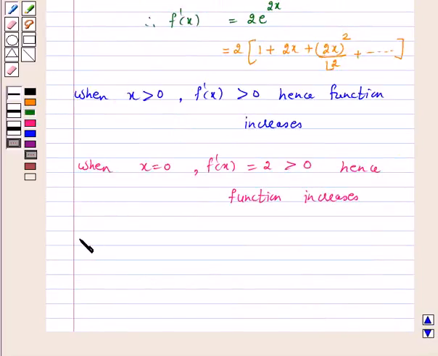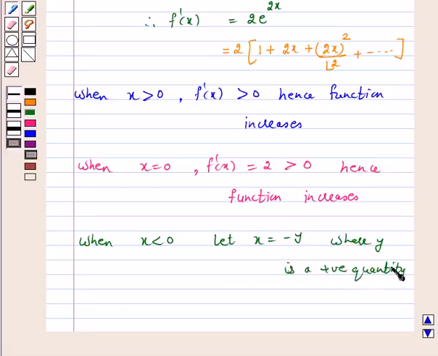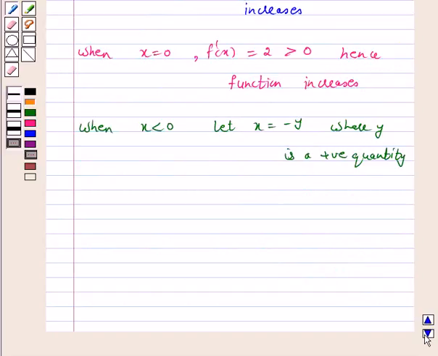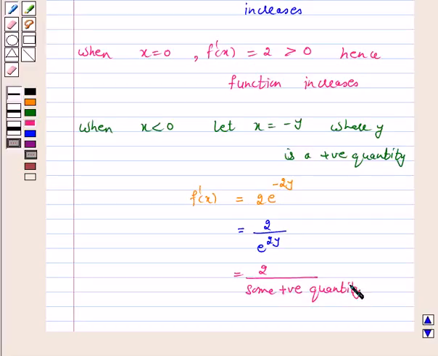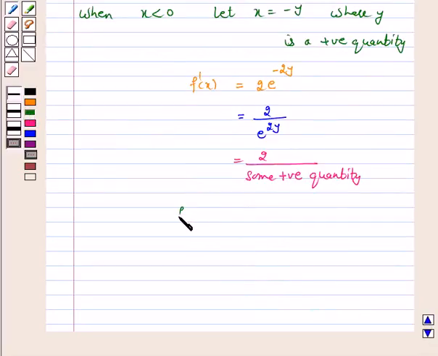But when x is less than 0, let x is equal to minus y, where y is a positive quantity. Therefore, f dash x is equal to 2 e raised to power minus 2y, and this is equal to 2 over e raised to power 2y, and this is equal to 2 over some positive quantity. This implies f dash x is greater than 0 when x is less than 0.